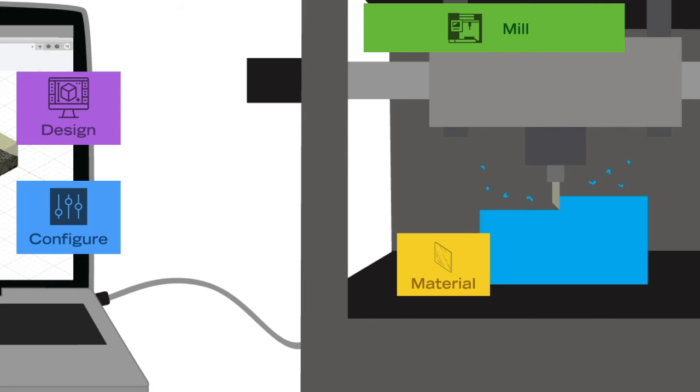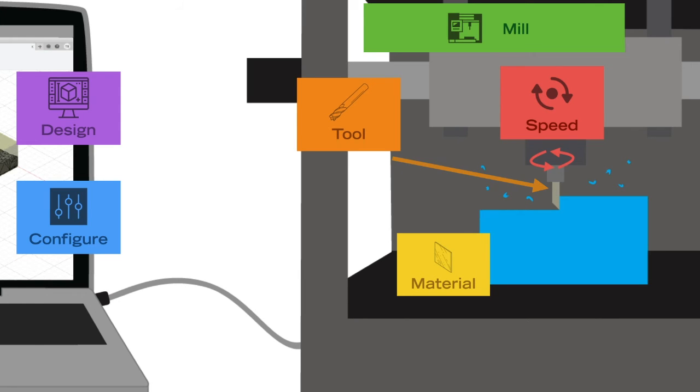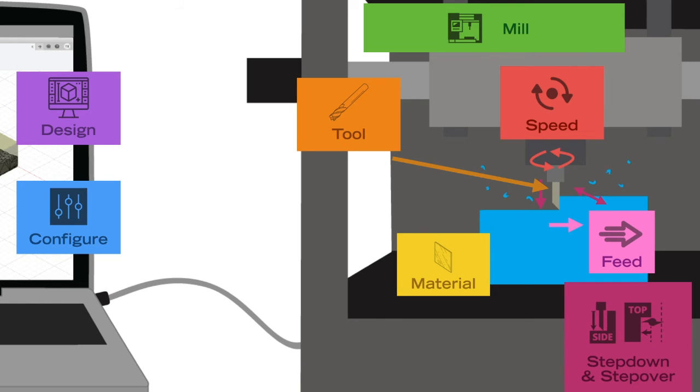And then there's the tool that we're going to use. There's the speed that it spins around. There is the feed rate that it moves through the material. And then there's the step down where it digs down in, and then the step over in terms of how much of it cuts into with each pass. And that's the general overview of how it works in the simplest, most clear-cut terms possible.